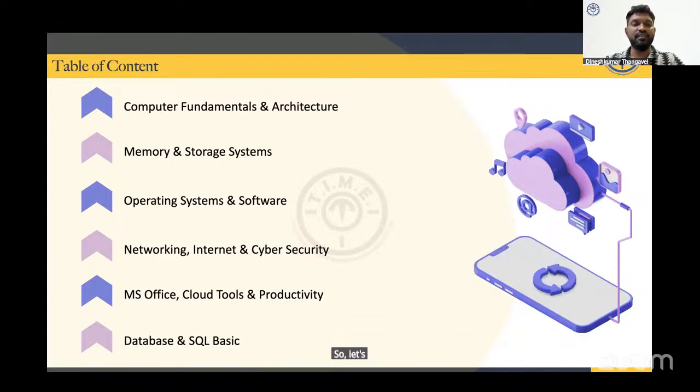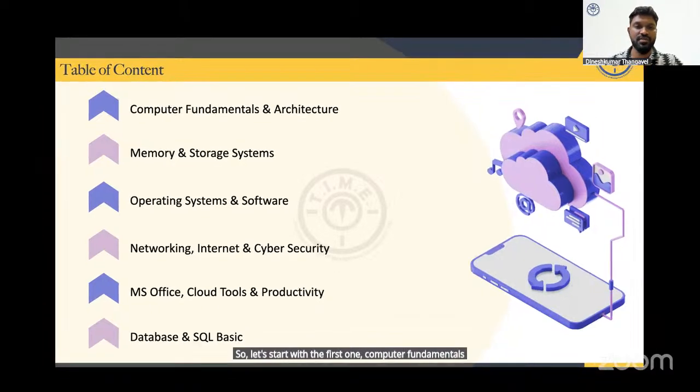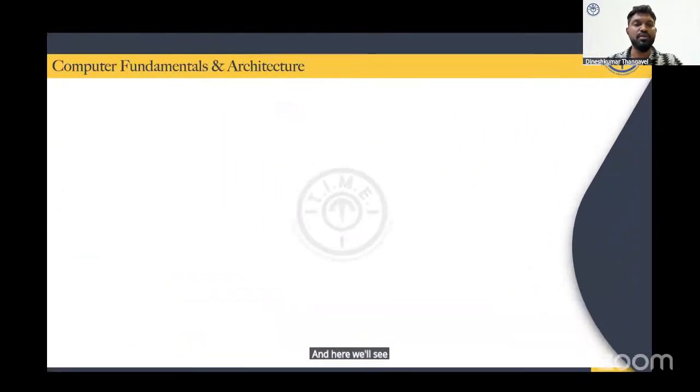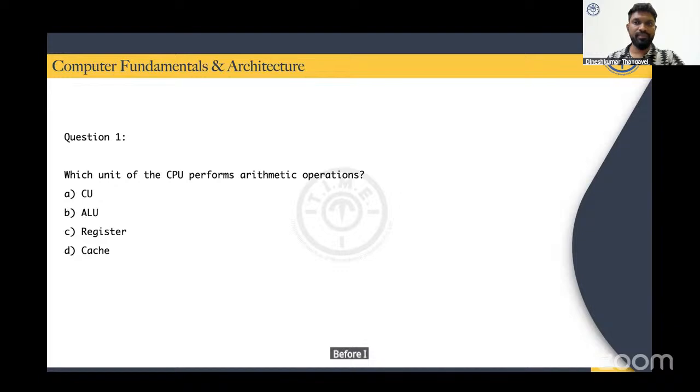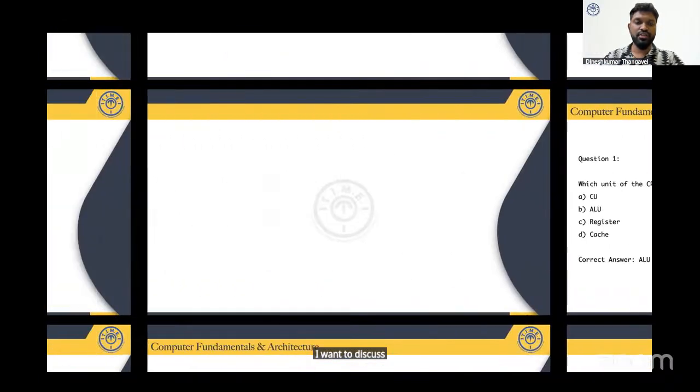So let's start with the first one, computer fundamentals and architecture. Here we'll see how a computer system actually works. Here I classified a few topics: basics of computer, generation of computers, input devices, output devices, CPU components, ALU (arithmetic logic unit), control unit, and registers. Before I move on to the questions, I want to discuss a few things related to the concept.